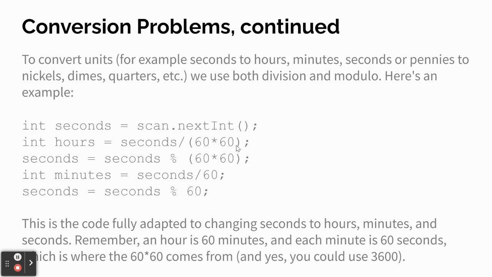There's 60 seconds per minute, 60 minutes per hour. So to find the total number of hours, you divide by that number. And then we do seconds equals seconds modulo that. It pulls out all the whole hours. And then we would do, all right, minutes is seconds divided by 60, like I just did. And then finally, seconds equals seconds modulo 60. So basically, you're using divide and then modulo over and over again to get the units out.